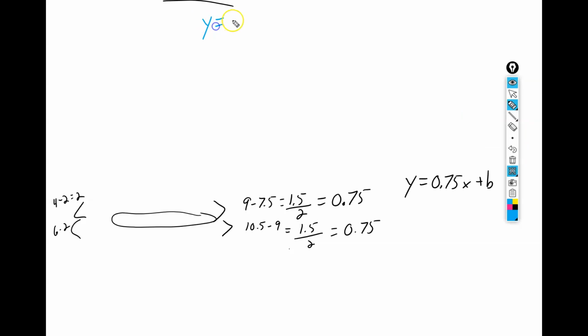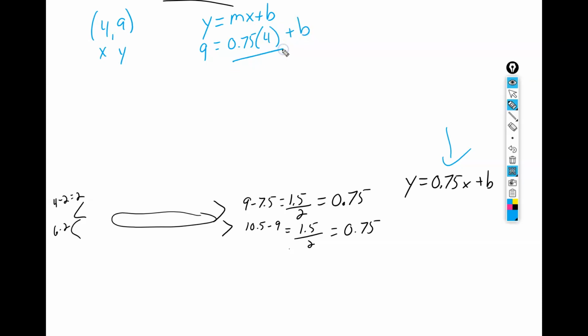So I've got y equals mx plus b. I said I was going to take 4 and 9. I've got my slope of 0.75. So 9 for y, 0.75, and 4 for x. And we're going to solve for b. 4 times 0.75 gives me 3. So 9 equals 3 plus b. Subtract 3 from both sides. Those cancel out. And my y-intercept is 6.